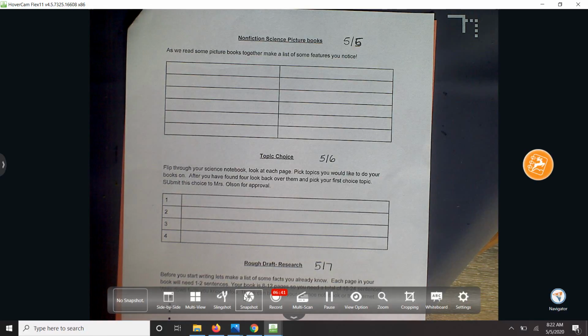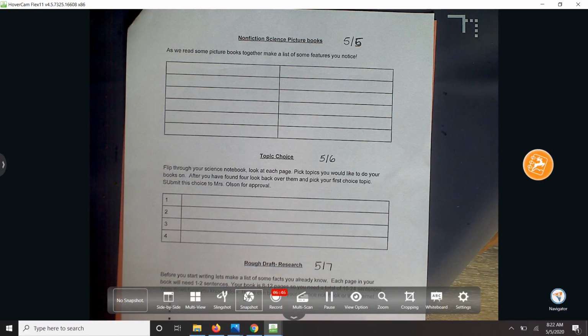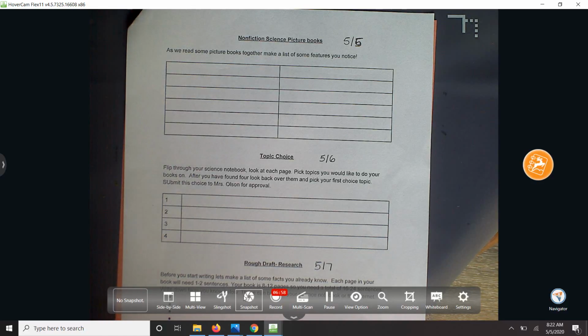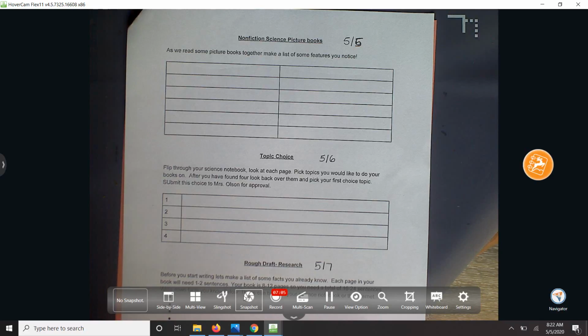If I'm reading a non-fiction book, I could say some features are that it's fact-based. Maybe that it has a picture that could be taken in real life versus an illustration. If I'm reading a fiction book, like a story, there's going to be characters and settings, and those are some of the features of a book. So we're going to read 3 books today. We're not going to read the whole thing, so we're going to look through them, and we're going to try to make a list of some features.